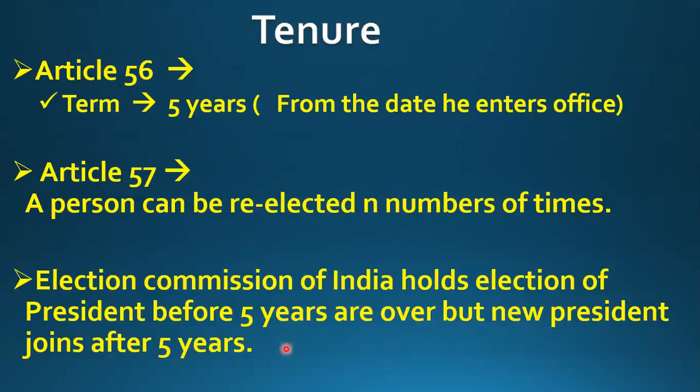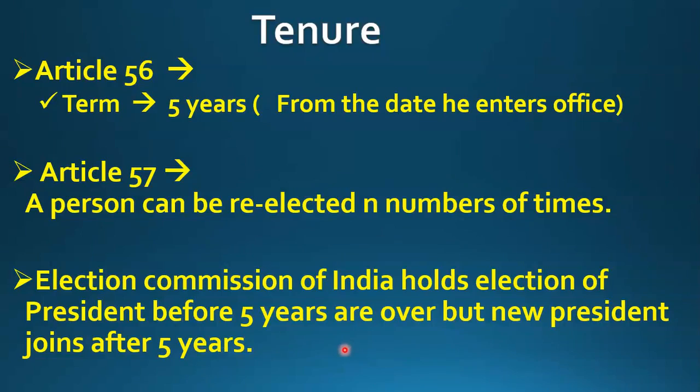Okay, and definitely we know that according to Article 56, the current president will serve for 5 years. So it is the duty of the Election Commission to hold the election for the new president before the expiry of the 5-year period. Now suppose the Election Commission has held the election and the new president is elected, the new president will still not go to office until the 5 years of the previous president are over. Once the 5-year period of the previous president is over, he will leave the office and the new president will join the office.